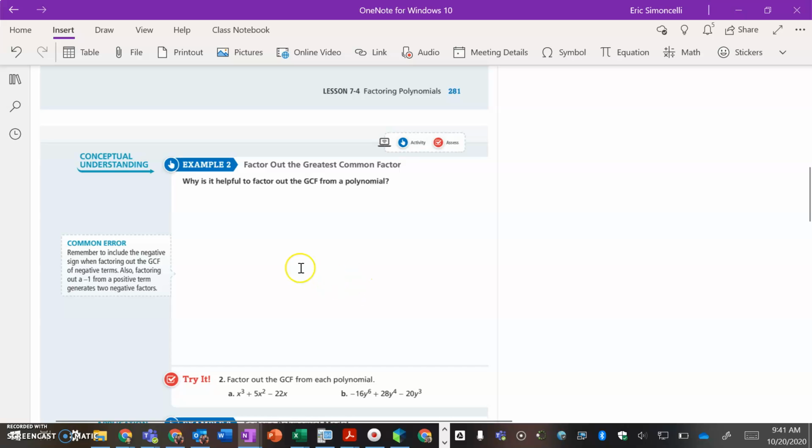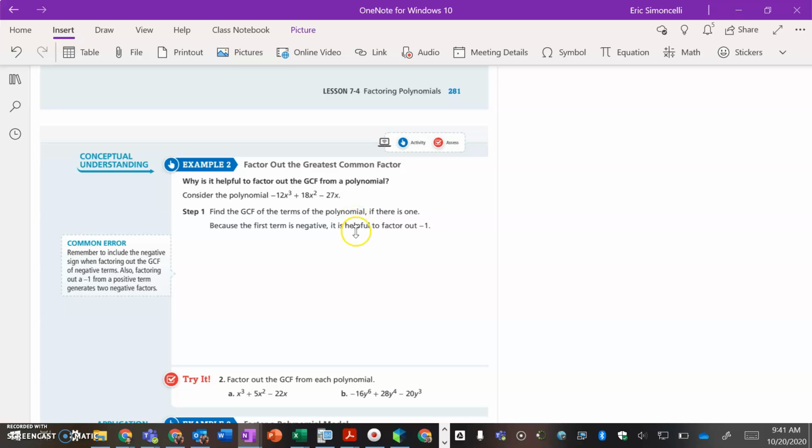Example 2, factor out the greatest common factor. Why is it helpful to factor out the GCF from a polynomial? Consider the polynomial negative 12x cubed plus 18x squared minus 27x. Step 1, find the GCF of the terms of the polynomial, if there is one. Because the first term is negative, it is helpful to factor out a negative 1. So we have negative 12x cubed, 18x squared, and negative 27x to take into account.